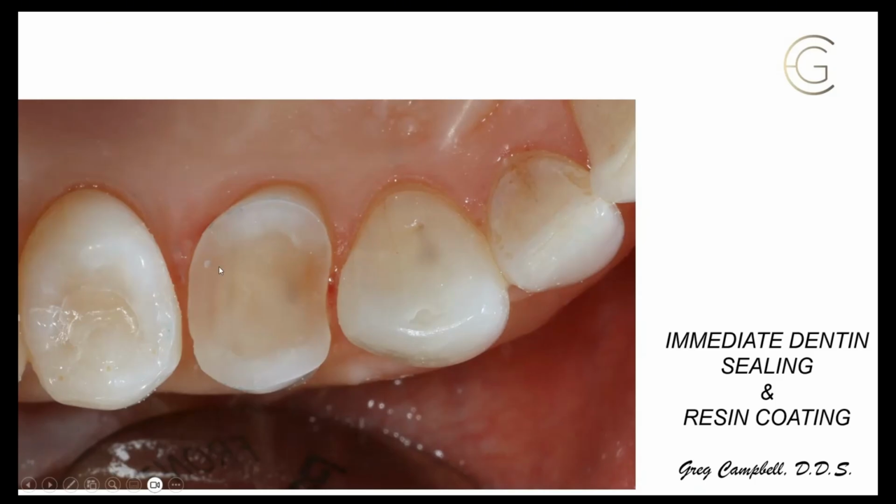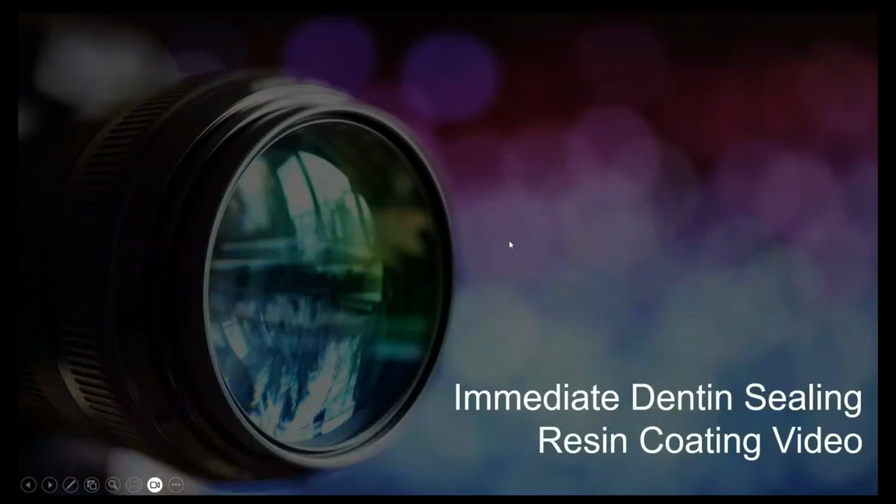And I think we could do a lot of these restorations, which after you learn to do them are very quick. And then you do your IDS and resin coating. So that's our foundation. So what I want to do is walk you through what I just told you. And I hope we're doing okay on time here.